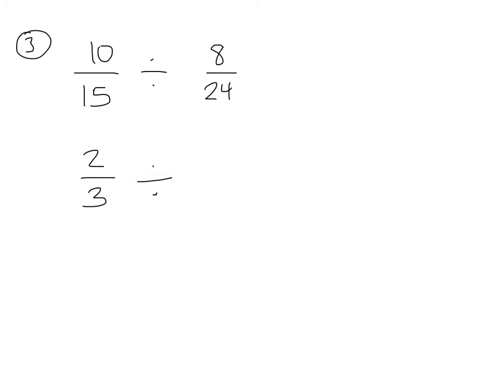Okay, so now we're talking about 2/3 divided by, well, let's look at this. Let's see, 8 and 24. Can I simplify that? Yeah, actually, if I divide 8 by 8, I get 1. If I divide 24 by 8, I get 3. Great. So now, what do we do?